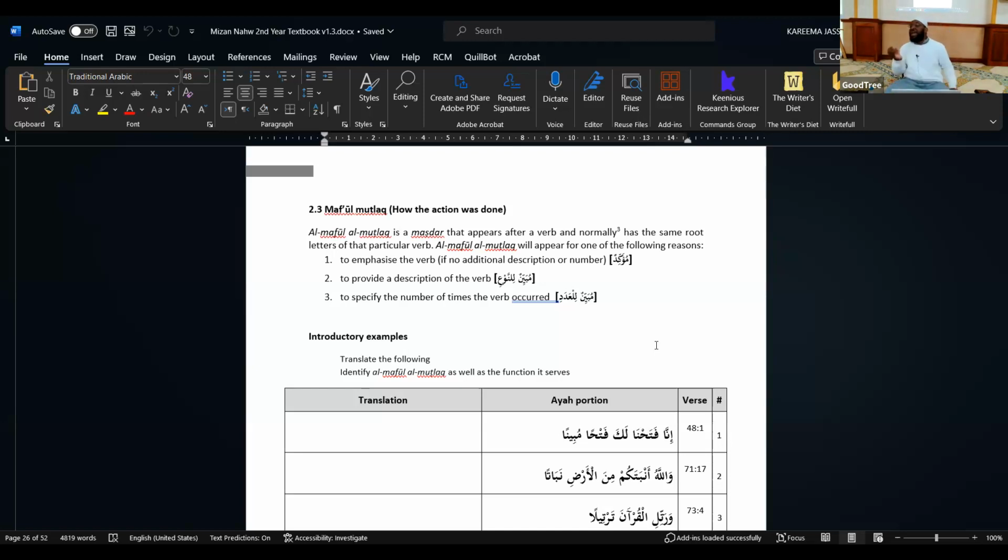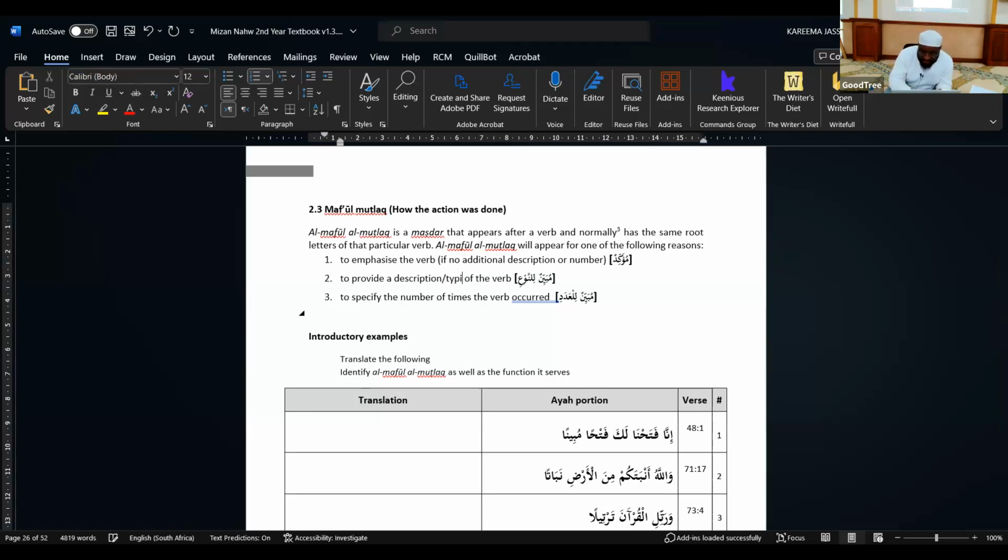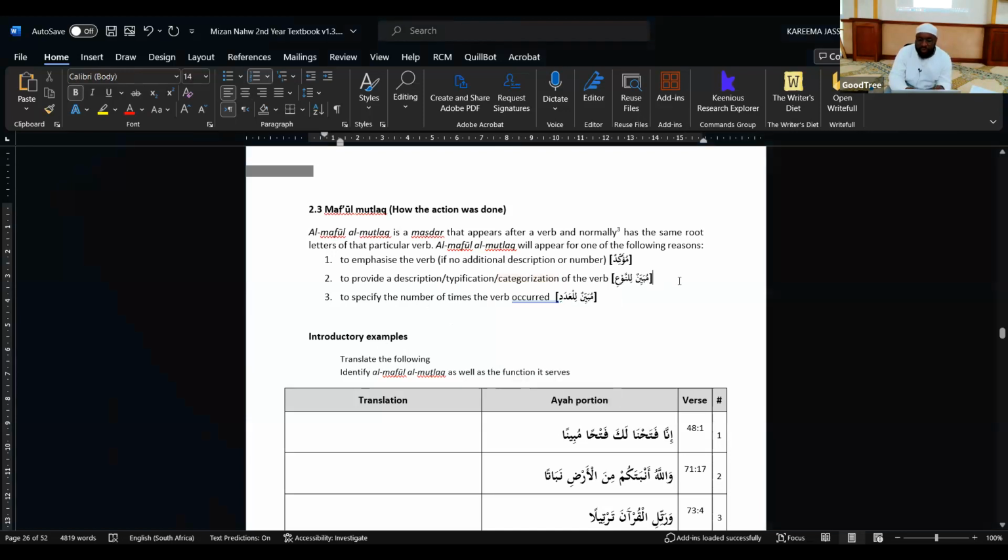And you call this mubayyinun lin-naw', description of the verb. This description for me, I wanted to put there slash typification. Typification. Or you can say categorization. I would have put: it is to provide a description, a typification, or a categorization of the verb. Meaning what? What's an example of this?